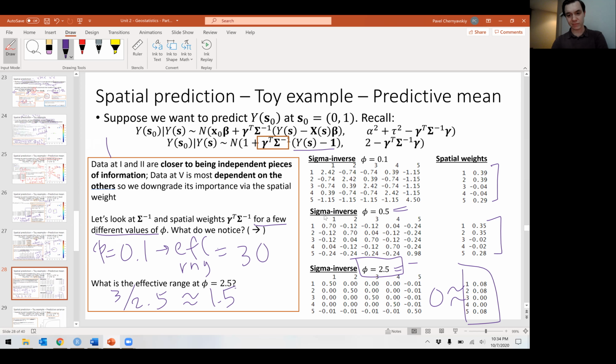There it is. Notice this is a 5-fold difference in phi, and this too is a 5-fold difference in phi. But the spatial weights here hardly move, whereas the spatial weights here change quite a bit. So it's really hard to intuit the effect of phi after we get a certain degree correlated, right? Effective range of 6, effective range of 30, but the effect on the spatial weights is very, very minimal. So phi has kind of a strange impact.